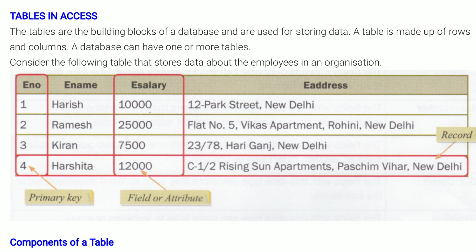Now just consider the table. As you can see on the screen, there are four fields named e-number, that is employee number, e-name, employee name, e-salary, meaning employee salary, and e-address. These are the four fields in which information is stored, and there are also four records, meaning four rows in which data has been stored. If we talk about a particular row, you can see that in a particular row a complete record of particular information is stored.